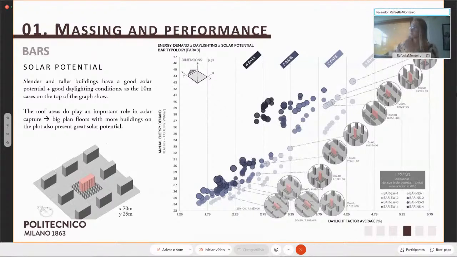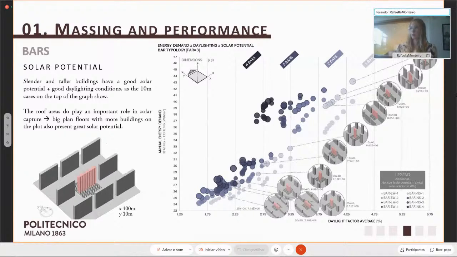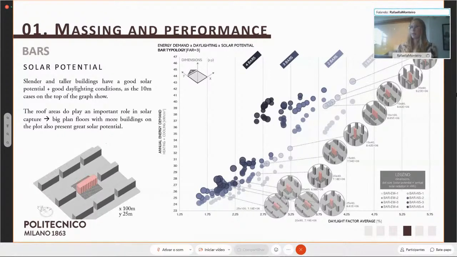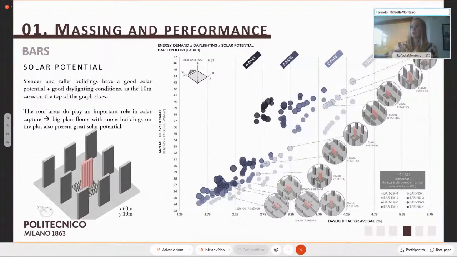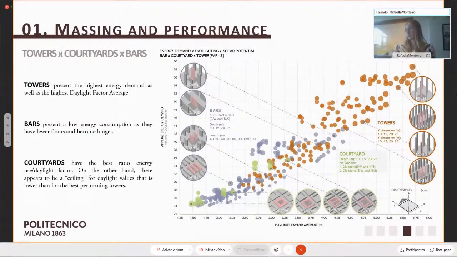And as the buildings get deeper and the count of buildings on the plot increases, as for the cases of 4 bars, the main driver becomes the roof area for the solar capture, which means that they will also have a good solar potential. Then we can compare the 3 typologies, and we will see that the towers present the highest energy demand, as well as the highest daylight factor average.